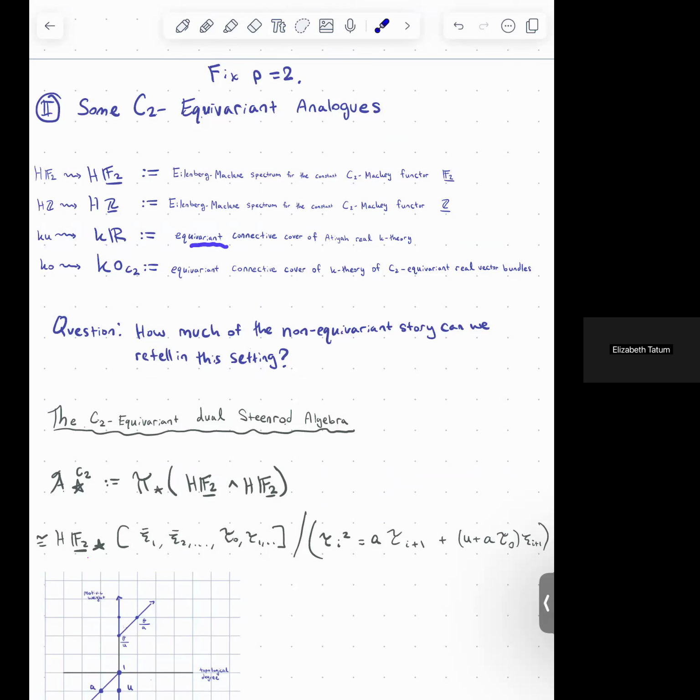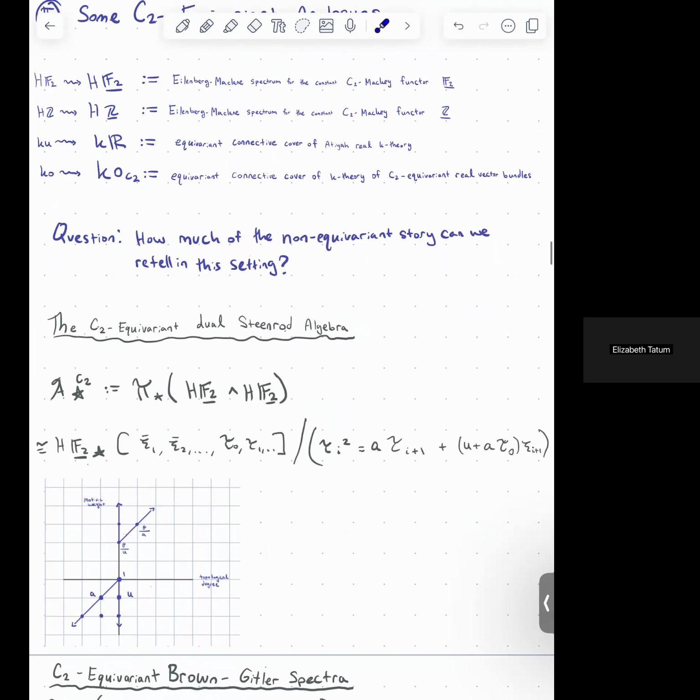So this should be the equivariant connective cover of Atiyah real K-theory. Then KOC2: I think there are different analogs that you can take for KO depending on what you want to do. But for our purposes, we would want to take this KOC2, which is the equivariant connective cover of the K-theory of C2 equivariant real vector bundles. Okay, then we want to see how much of the non-equivariant story we can retell in this setting.